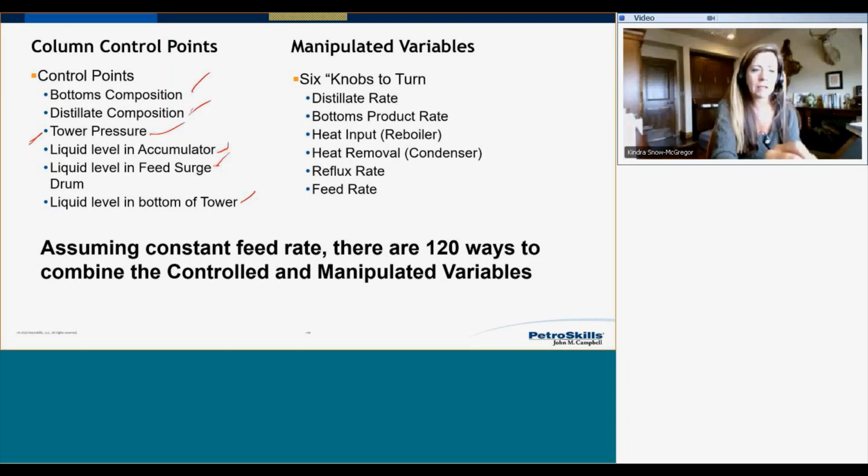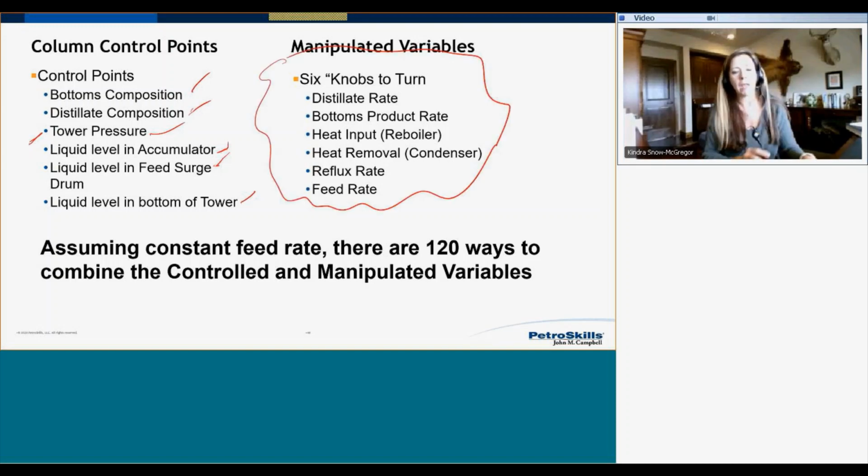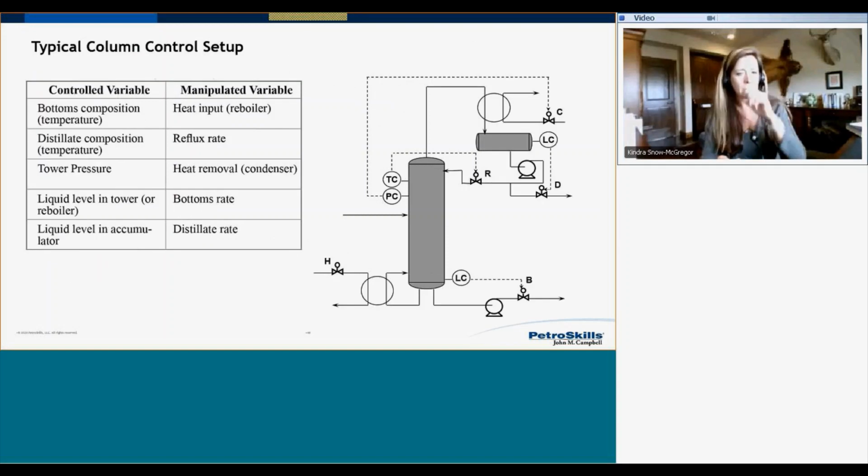And then notice to control all those points, I have a number of knobs that I can turn. And so if I had a constant feed rate, there are 120 ways that I could combine my controlled and manipulated variables. And so what I'm going to look at here may not be similar to how you're running your column because we can set these up a myriad of ways. But the example I'm going to look at is shown here.